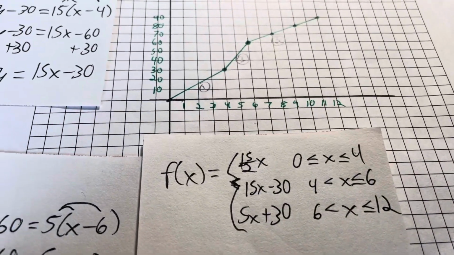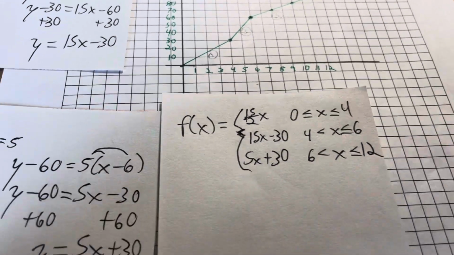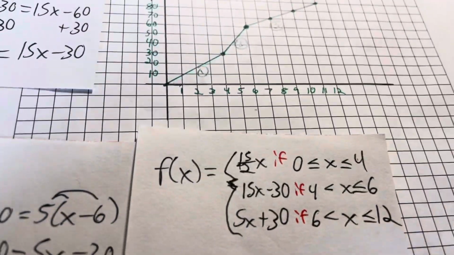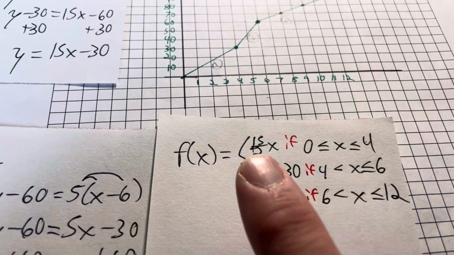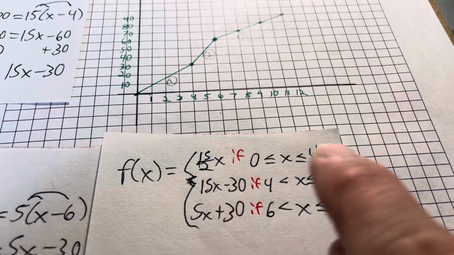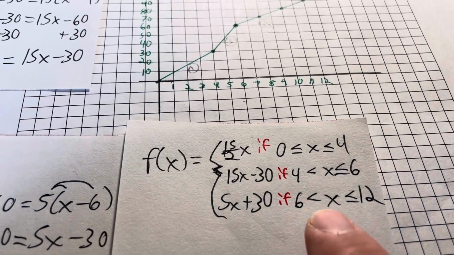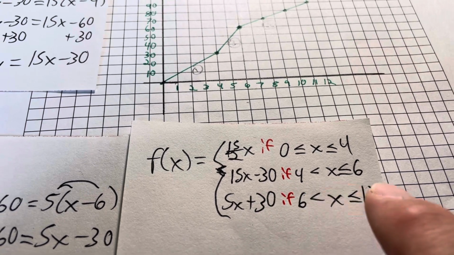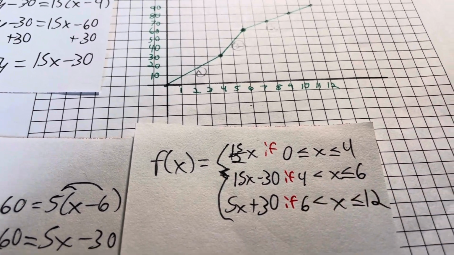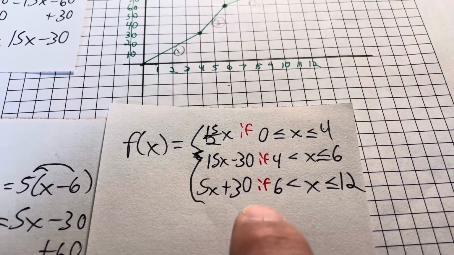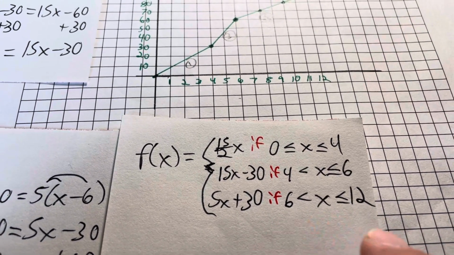Basically, what you want to think of here, and I'm going to try to use a different color pen here, is in between each one of these, you essentially have the word if. And by that, I mean you use the first equation if x is between 0 and 4. You use the second equation if x is between 4 and 6. And you use the third equation, 5x plus 30, if x is between 6 and 12.